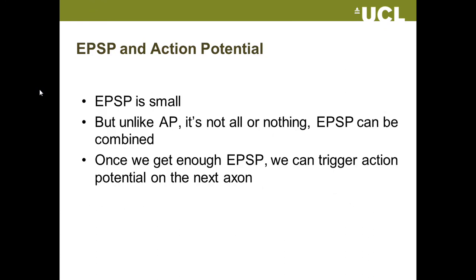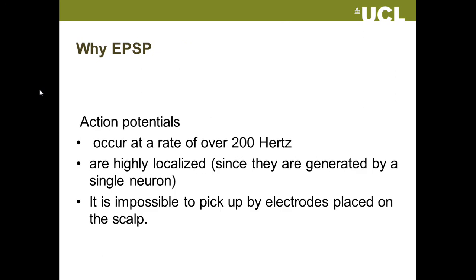Compared to action potential, EPSP is very small. However, unlike action potential, it is not all or nothing. It can be combined. So once we get enough EPSP, we can trigger an action potential onto the next axon, and the message can be passed through. So why do we use EPSP but not action potentials? Because action potentials occur at a rate of over 200 Hz, and they are highly localized because they are generated by a single neuron. Therefore, it is impossible to pick up those signals by electrodes placed on the scalp.